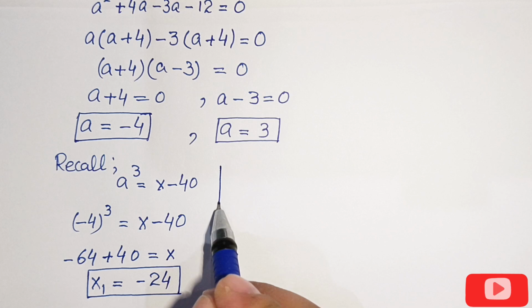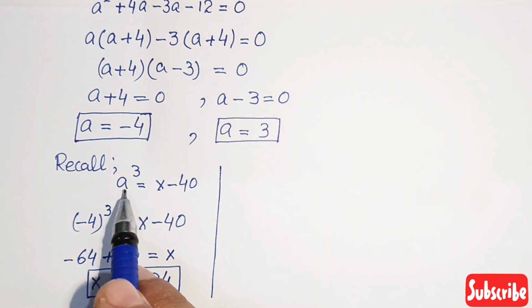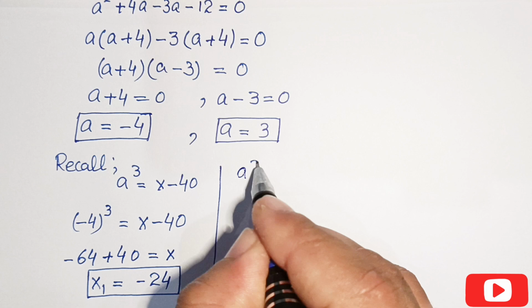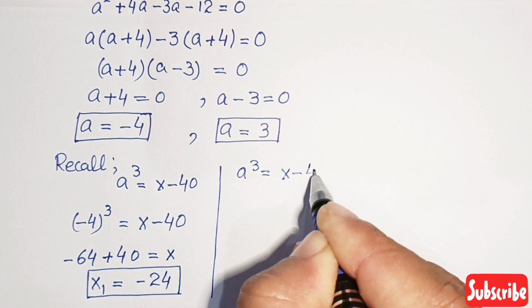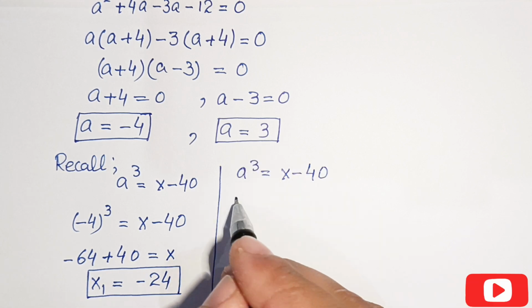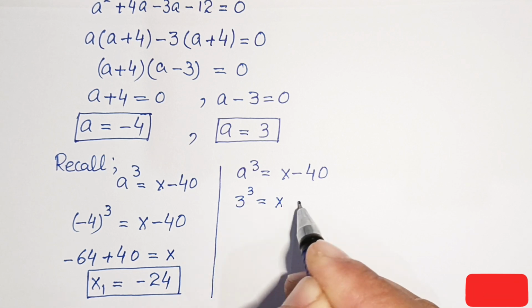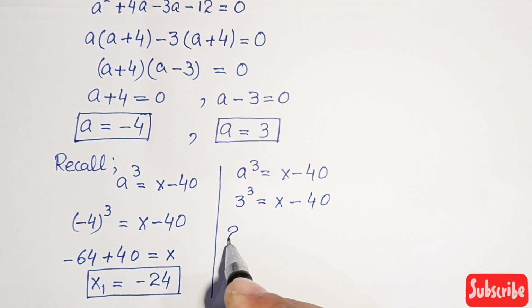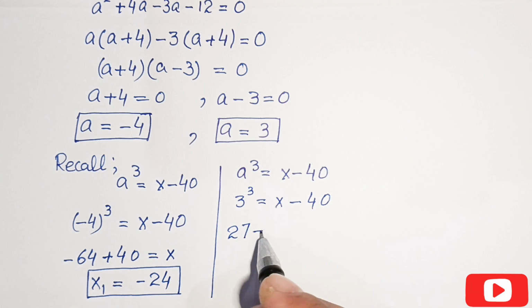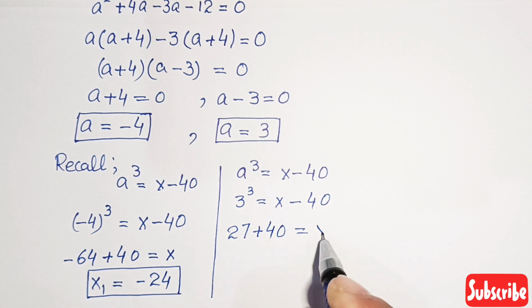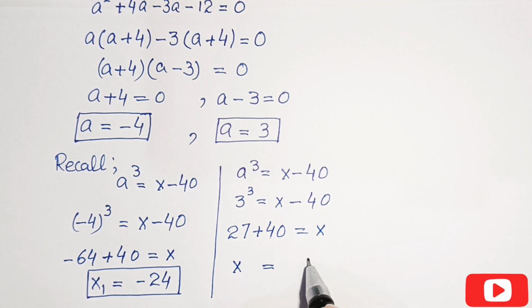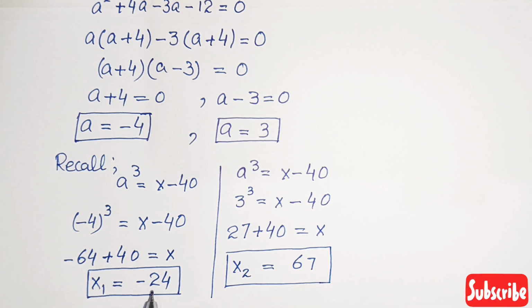Now when a is equal to 3, again using this equation, a cubed is equal to x minus 40. Now a is 3, so 3 cubed is equal to x minus 40. Then 3 cubed is equal to 27. Shifting this minus 40, we get plus 40 is equal to x. So x is equal to 67. So it is the second value of x. Hence we have two values of x, x1 is equal to minus 24 and x2 is equal to 67.